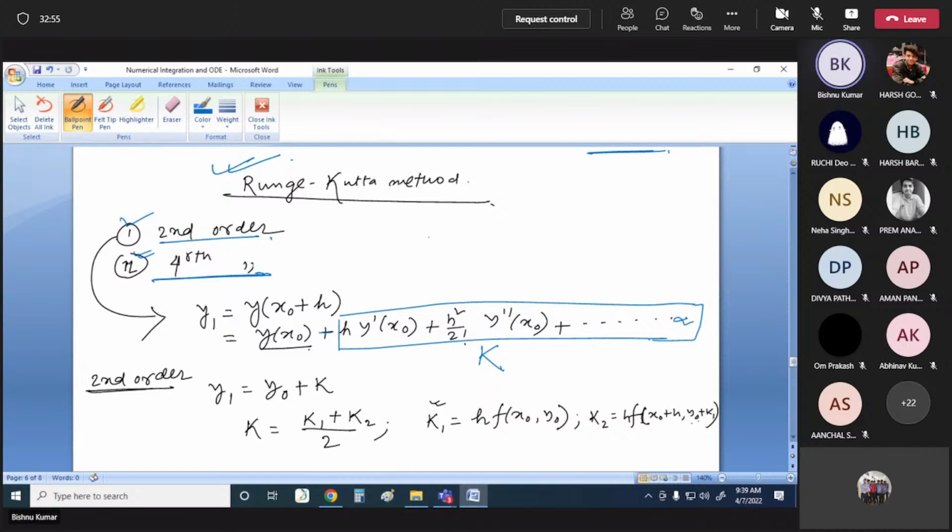Besides that, on a rough basis, I am telling you that Euler's method, which we have discussed till now, is sometimes known as, not sometimes, actually it is well known as the Runge-Kutta method of first order. Besides that, you have to study these two methods, second order and fourth order. These two are in your syllabus.